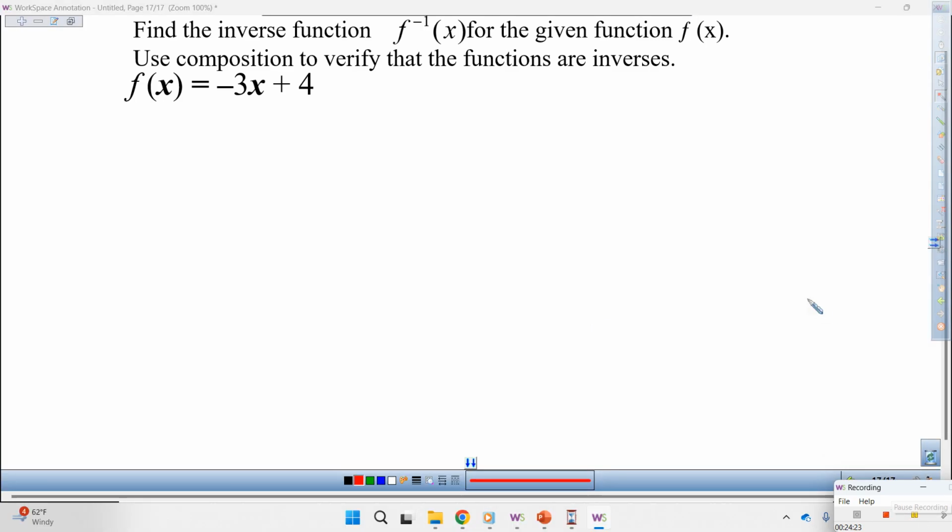All right, show your neighbor your inverse, please. See what they got. They should have the same thing as you. All right, and for the sake of process, Enrique is going to walk us through this one. Enrique, what do I do first? Switch the x. Very good. Change f of x to y. That is correct.